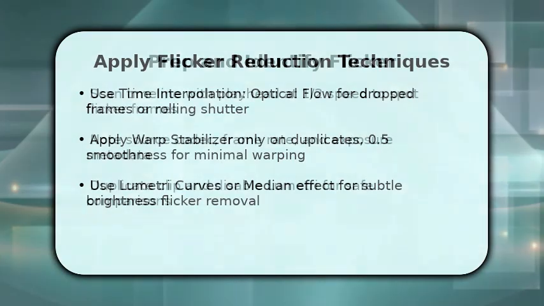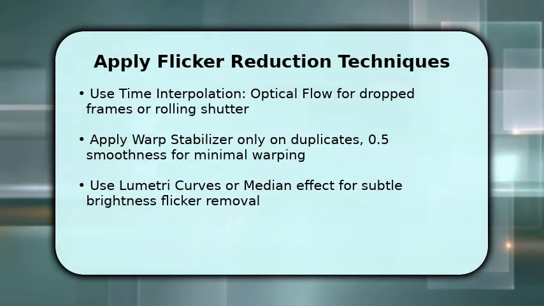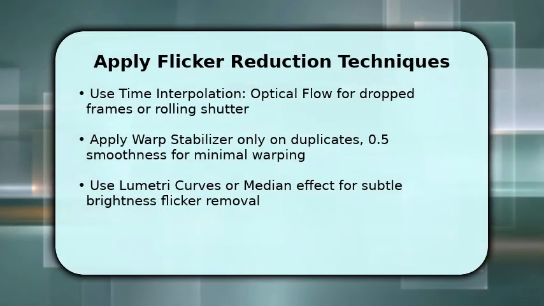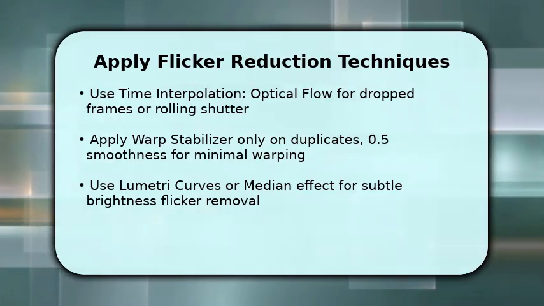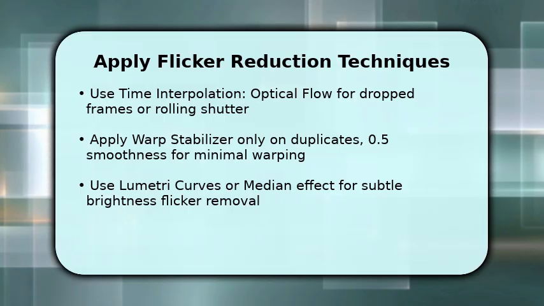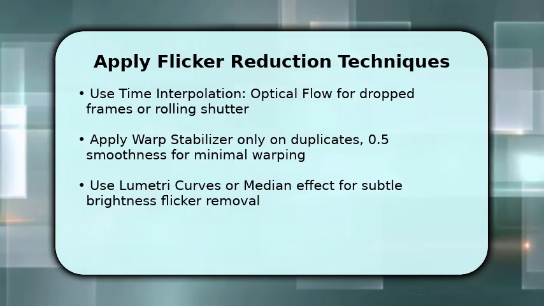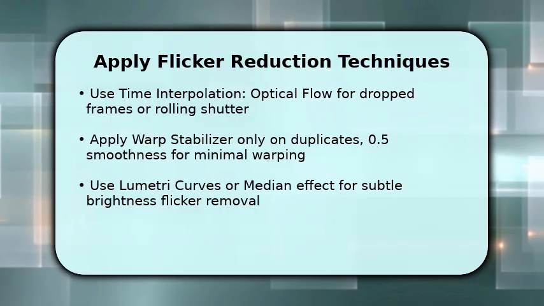If cadence indicates dropped or mismatched frames, interpret time with optical flow and retime slightly. Optical flow smooths motion and can erase temporal flicker. If motion causes exposure shifts, run warp stabilizer on a duplicate at low smoothness to avoid warping.